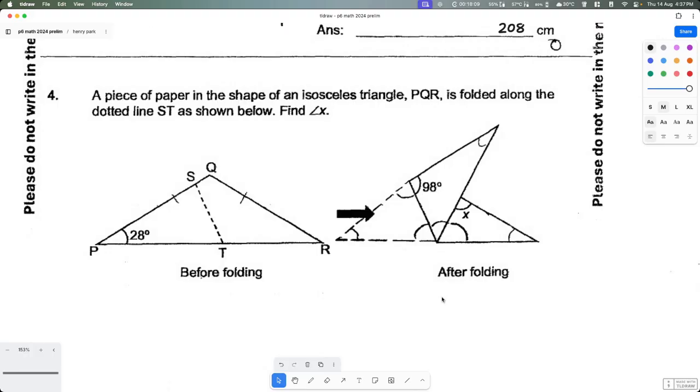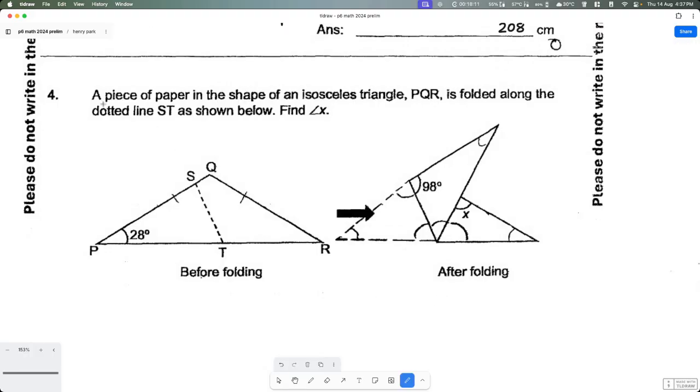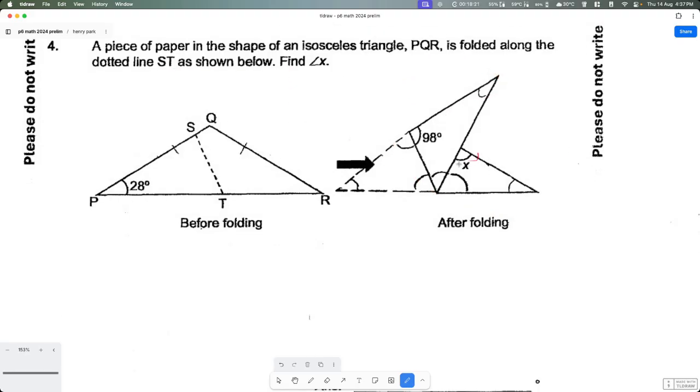Okay, let's move on to question number 4. So it says here a piece of paper in the shape of an isosceles triangle PQR is folded along the dotted line as shown below. Find x. Okay, I think this person has drawn up for me, but it's okay. So 28 over here, I'm going to make it purple. So 28 degrees is also here as 28 degrees. Okay, so I'm going to write here 28 degrees. Okay, so you want to find x.